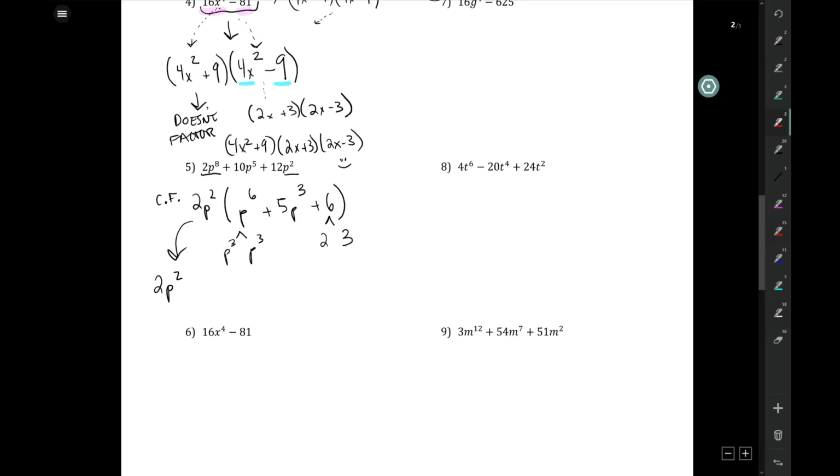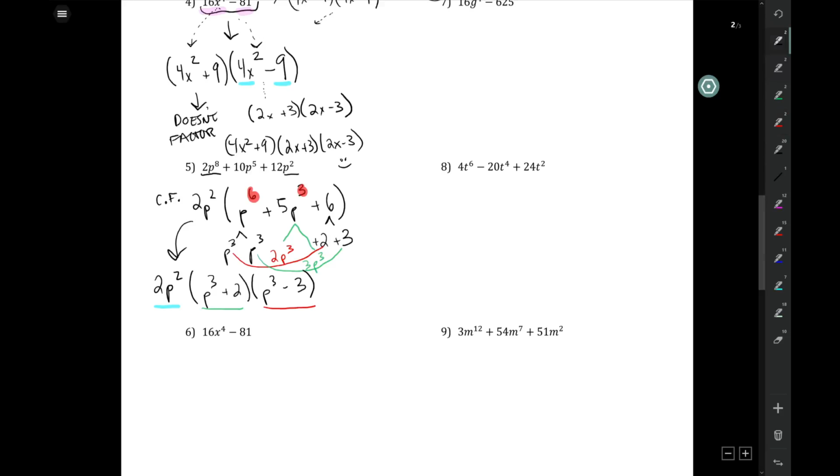And if you don't believe me, well, let's take p to the third times 2, which would be 2p to the third, and p to the third times 3, which would be 3p to the third. Both of those add up to 5p to the third. So don't let these bigger exponents scare you, okay? You just tackle them very similarly. 2p squared, then we have p to the third plus 2 and p to the third plus 3. Okay, that is completely factored. So we have three more pieces. Okay, awesome stuff with that.